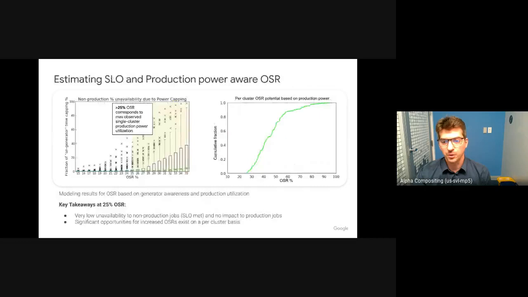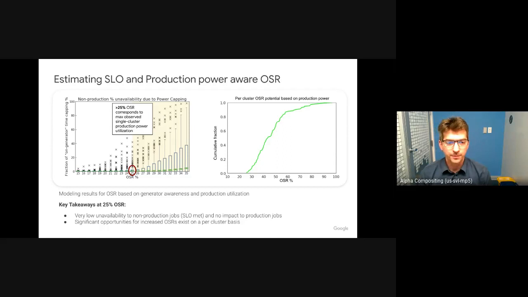As discussed earlier, in this architecture, when we have both utilities available, or even when one utility is unavailable, we expect to never cap. On the left, you see the expected portion of time capping in the event of a dual utility outage while we are on generators. The box plot represents expected capping for a significant set of Google clusters as we increase our subscription rate. Each X corresponds to an outlier cluster. And at 25% OSR, we see that the majority of clusters experience very little time capping.